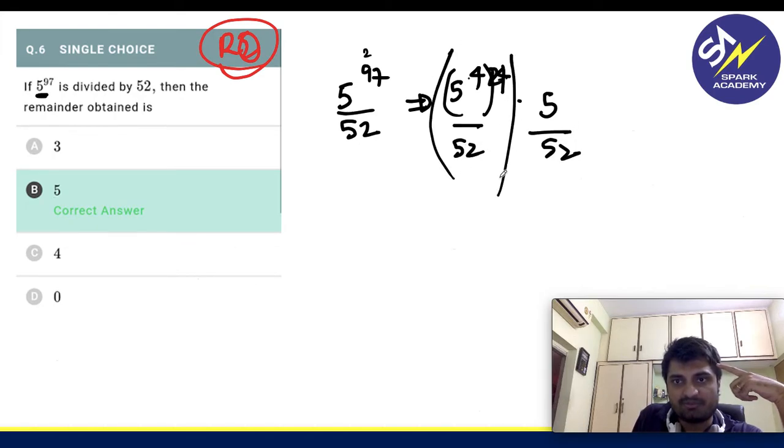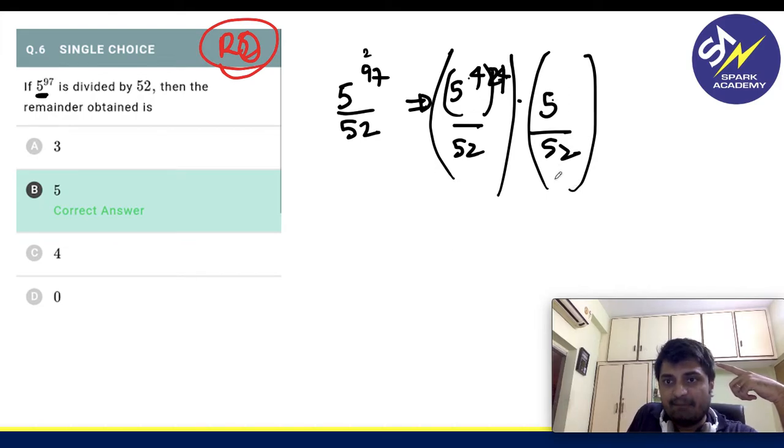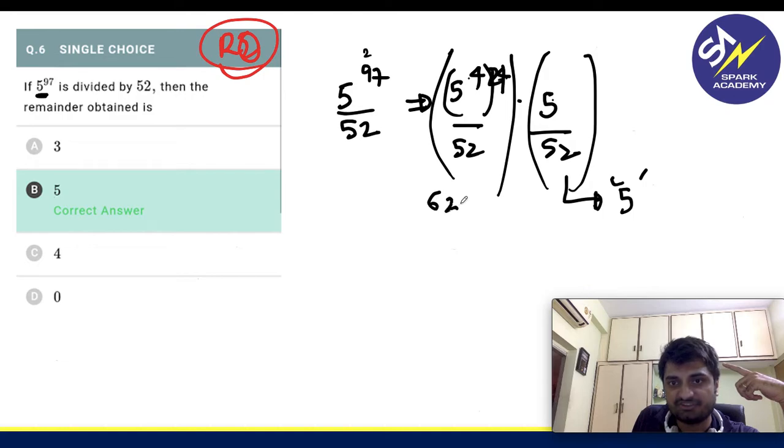Now you have two terms basically, right? So 5 divided by 52, you know it's perfect. Remainder is what? 5 only here. Now what about this? 5 power 4 is what? That is 625 whole power 24 divided by 52. Now I have to check 625 divided by 52.